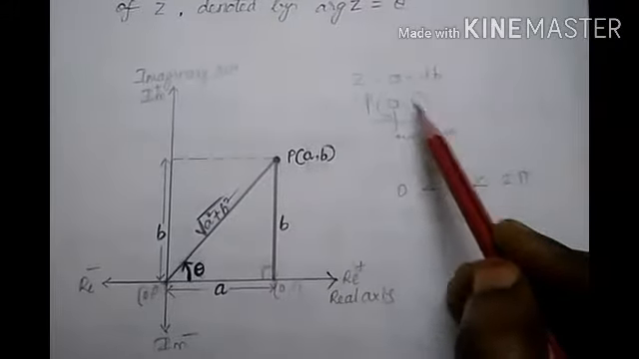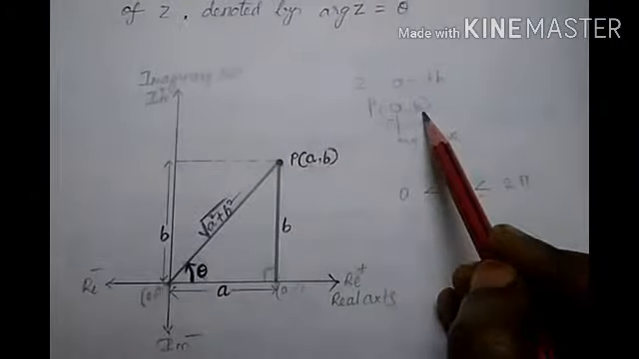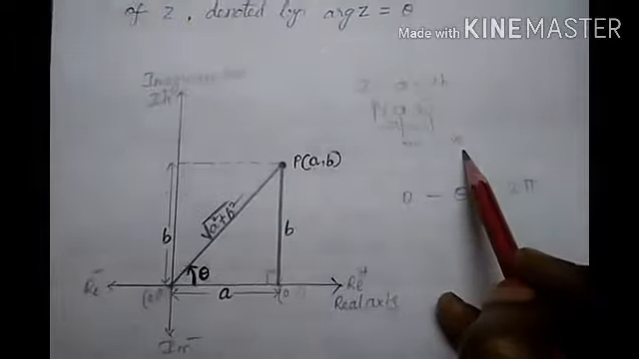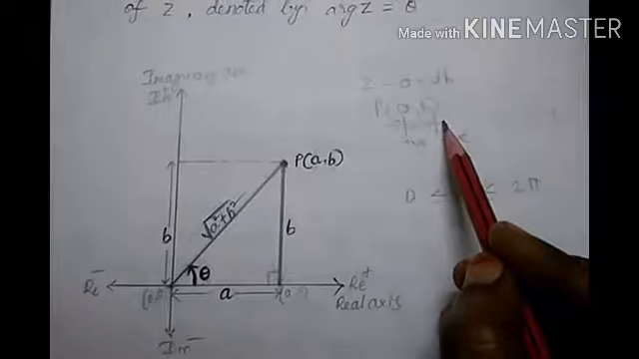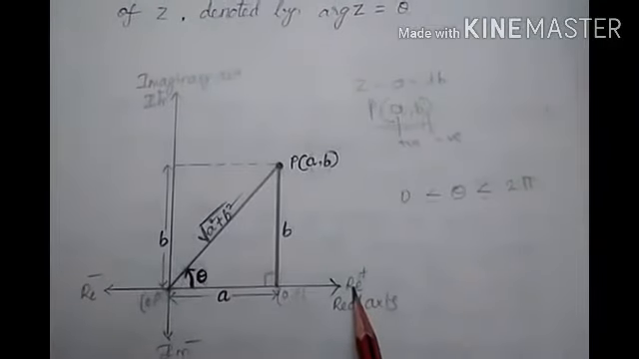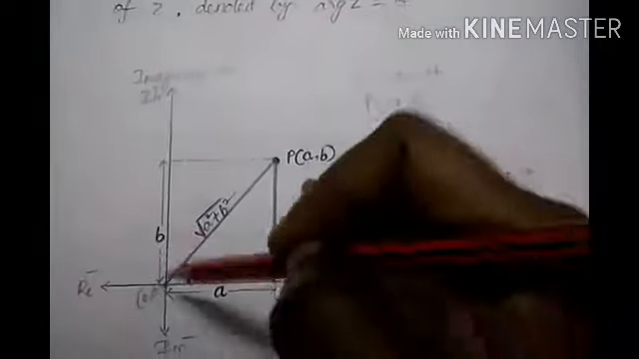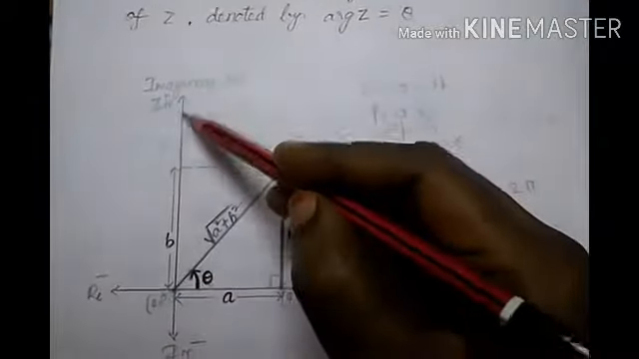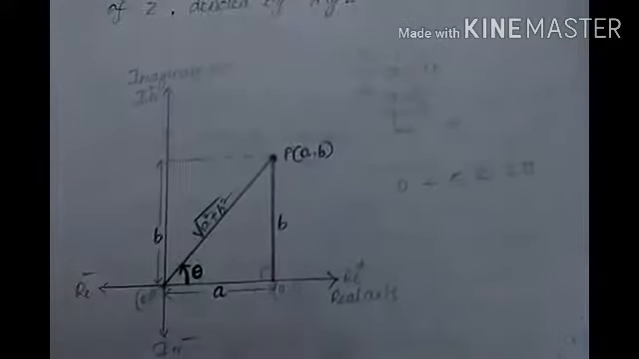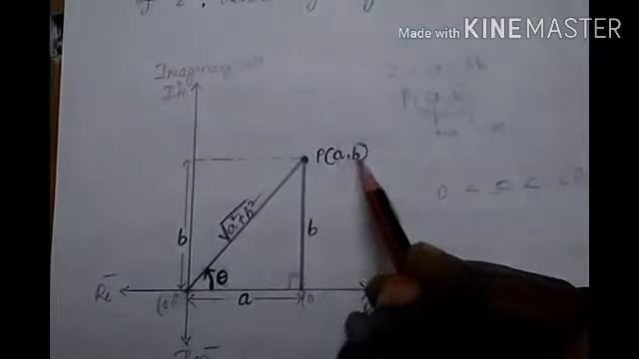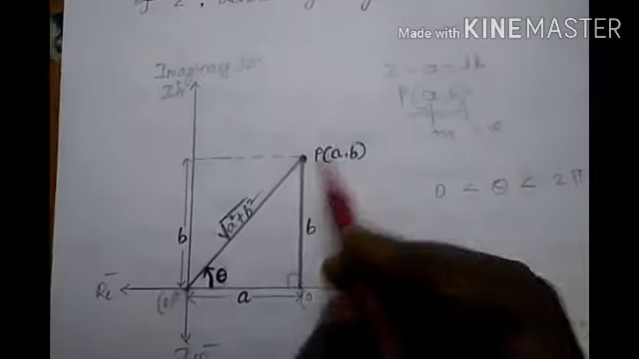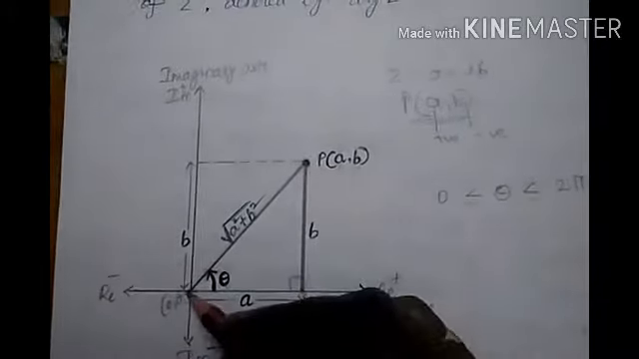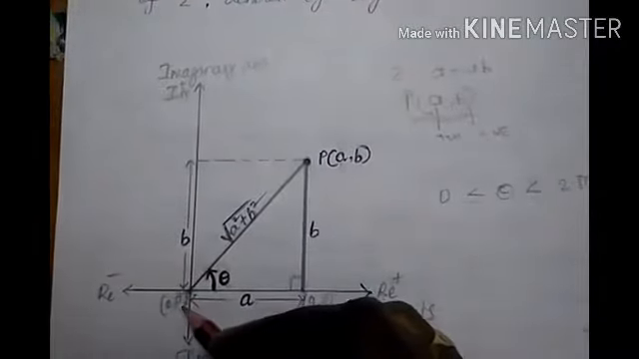Here both the real part and the imaginary part are positive, so it must be in the first quadrant. The real part is taken on the positive real axis and the imaginary part on the positive imaginary axis. So the point (a, b) should be in the first quadrant. Now let us join this line OP.